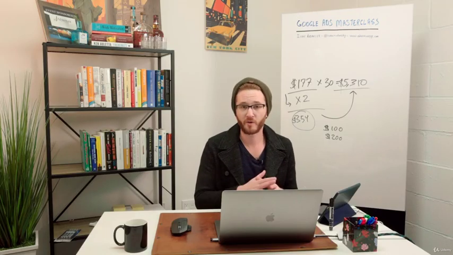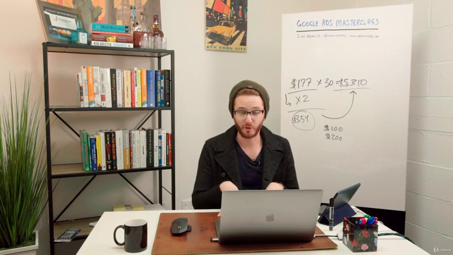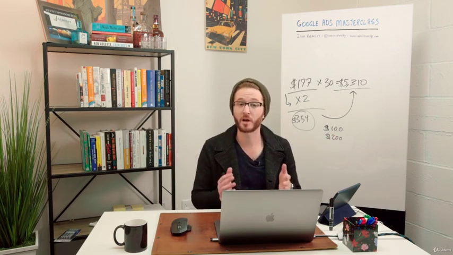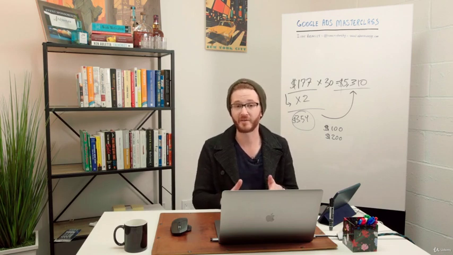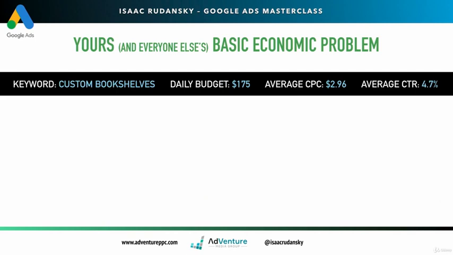So to begin, I want to first take a step back so we can understand a basic economic problem that we all have, well, most of us without an unlimited extraordinary budget, when it comes to advertising on terms that have a lot of volume on Google. So let's just come up with an example here. Our keyword, let's say, is custom bookshelves. Our daily budget is $175.